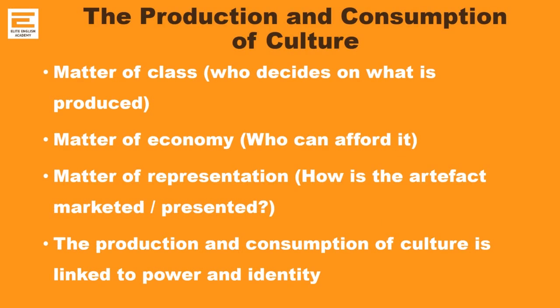First, let's see the production and consumption of culture. It is based on the matter of class. Who decides? You already know, it is the elite who decide. Elite means the people occupying high positions in society. So it is a matter of economy, of course. The people who can afford it practice that. For example, a new kind of dress is introduced. If the dress costs 10,000 rupees, only the people who can afford to buy it use it.